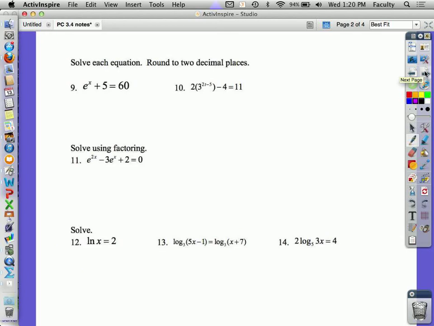What would you need to do first here if you have e to the x plus 5 equals 60? Subtract 5. Good, subtract the 5. And now we can just go to logarithmic form. Now this does say round to decimals, so let's practice using our calculators. I'm getting x is about 4.01. I'll give you a head start on me. I want you to try number 10. I'll give you a few minutes.